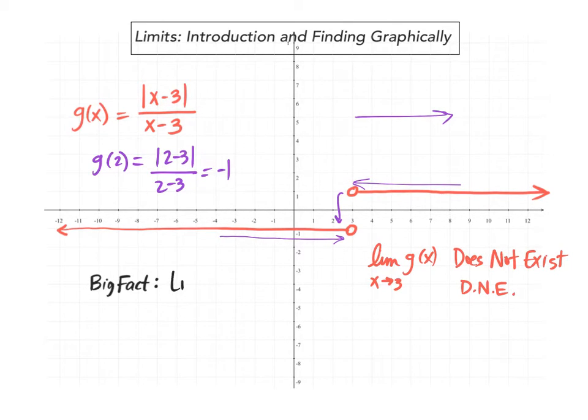So limits don't exist at jumps. And in a future video, we'll talk about left and right one-sided limits, but right now we're just talking about the limit. The limit of g does not exist at 3.